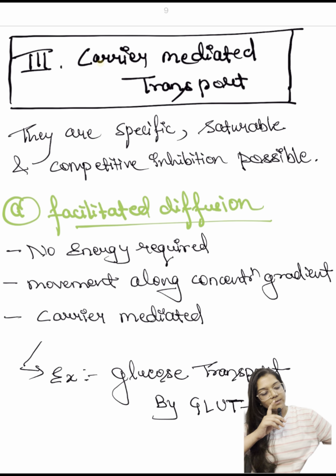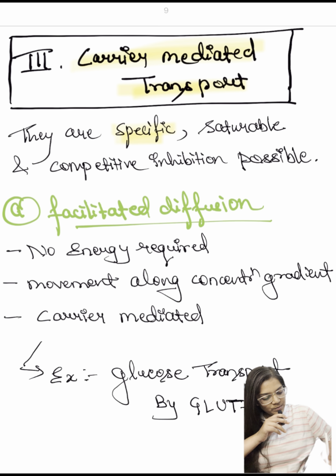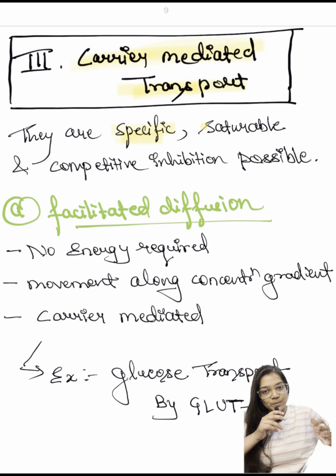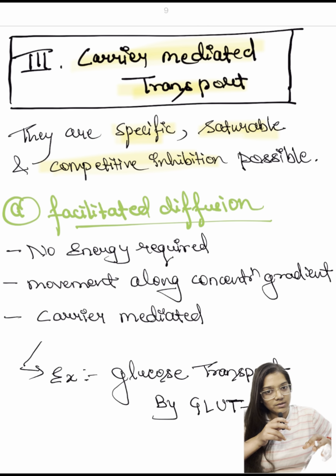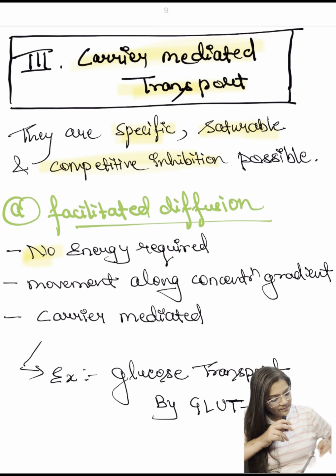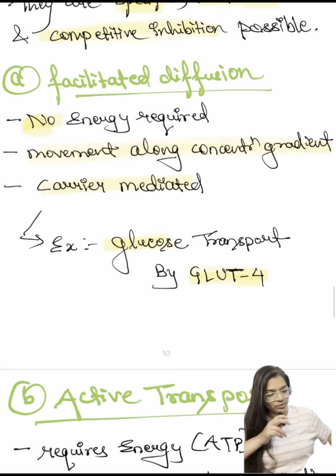Now let's proceed further. We will discuss various carrier mediated transports. Specific carriers are there for specific drugs. They are saturable, meaning they get saturated easily, and competitive inhibition is possible because for the same carrier there can be 2 or 3 drugs going through it. First, we will discuss facilitated diffusion, as here no energy is required. Movement is along the concentration gradient and it is carrier mediated. Example is glucose transport by GLUT4 receptor.